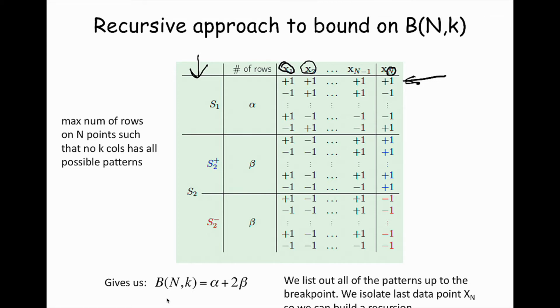Does that make sense? Okay, so we have a data set of size n, and we have a breakpoint. And so let's define the different regions of this particular table. We have the first region, and I'll just isolate them here on the right. That first region has a name, and that set name is called S1, right?